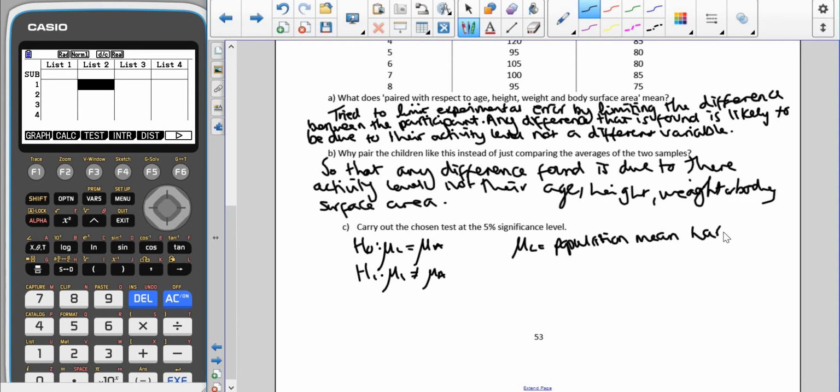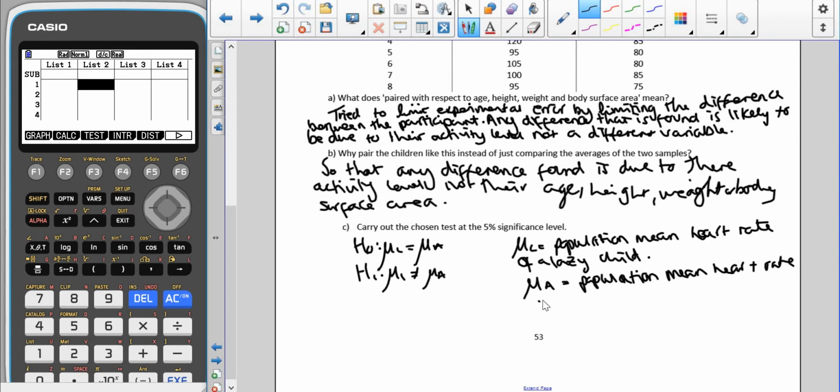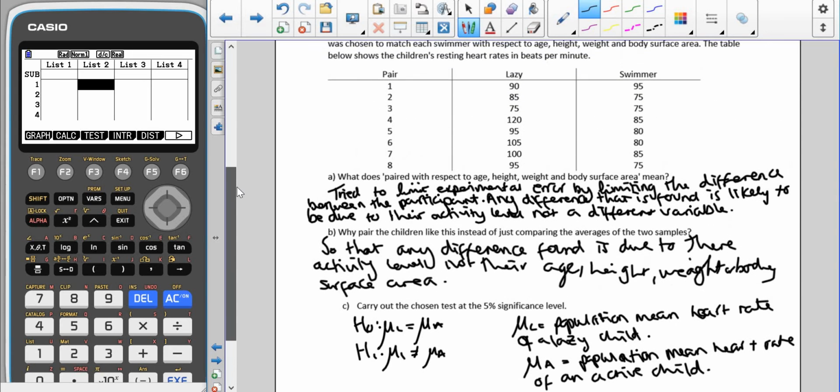And this is where mu L is the population mean heart rate of a lazy child, and mu A is going to be the population mean heart rate of an active child. So then we need to find the differences.